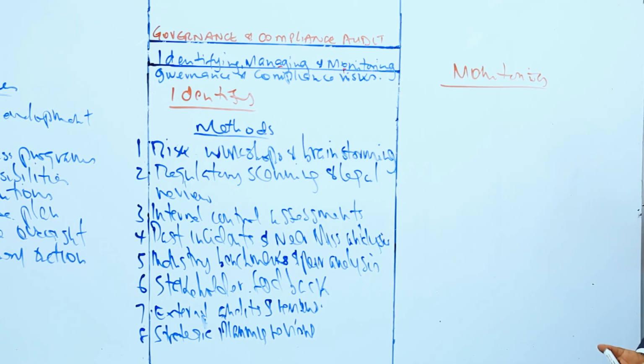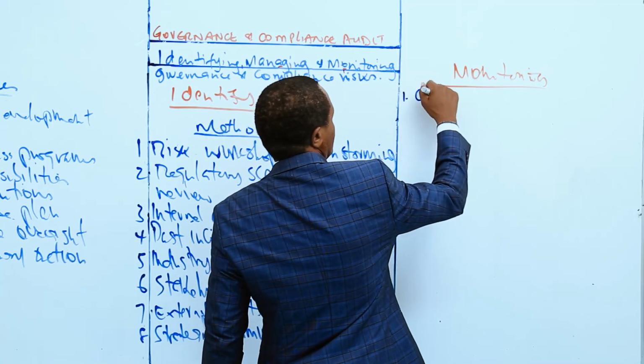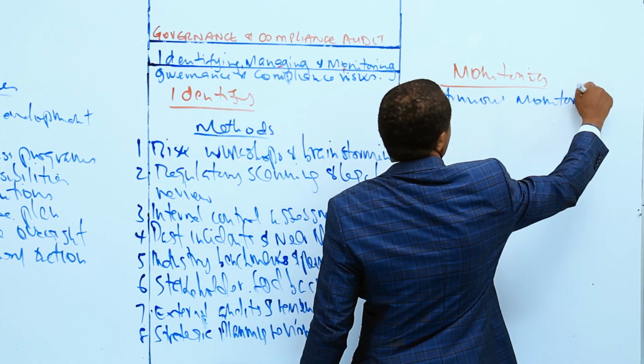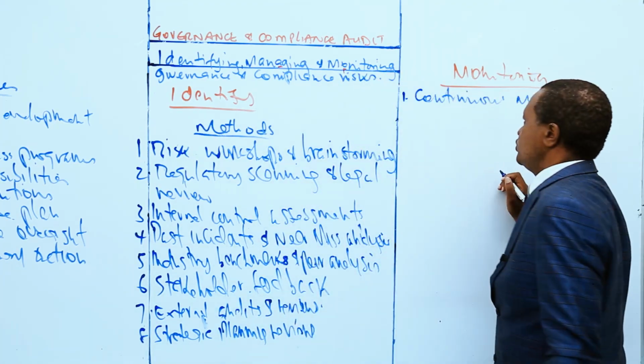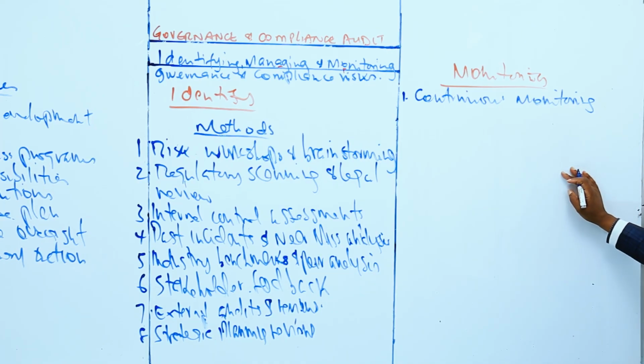One method is through what we call continuous monitoring. This could be automated systems that continuously check for compliance with rules, like transaction monitoring systems in banks. We may also have real-time dashboards for key risk indicators and key performance indicators related to governance and compliance.